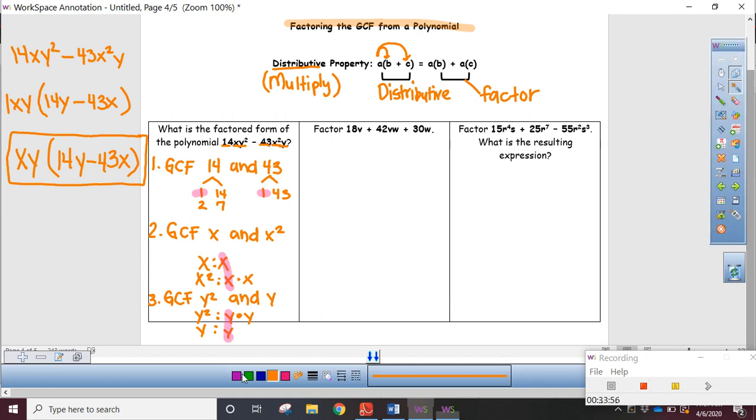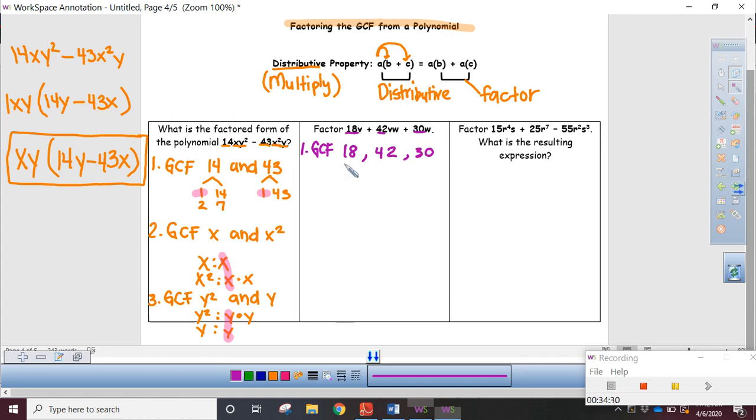Okay, the next example here you see factors, 18b plus 42bw plus 30w. And so what we're going to do is we're going to go ahead and start with the numbers and do the steps as you just saw over there on the left-hand side. All right, so let's start with step 1. So step 1 here, we now have 3 numbers that we have to find the greatest common factor of. So we have to find the greatest common factor of 18, 42, and 30. Okay, and again, you can decide which method it is that you prefer.